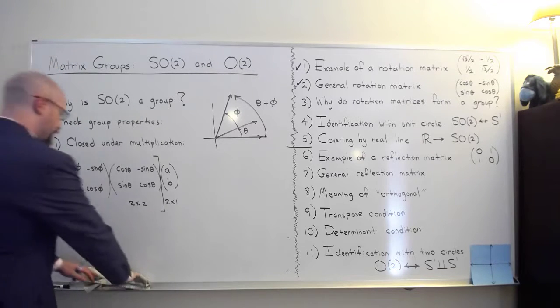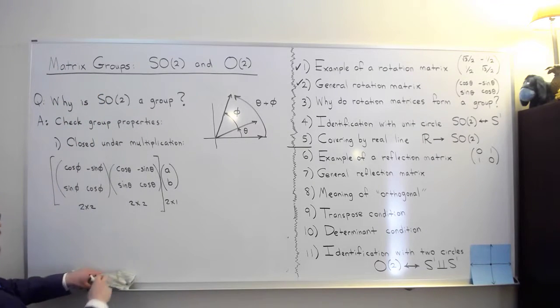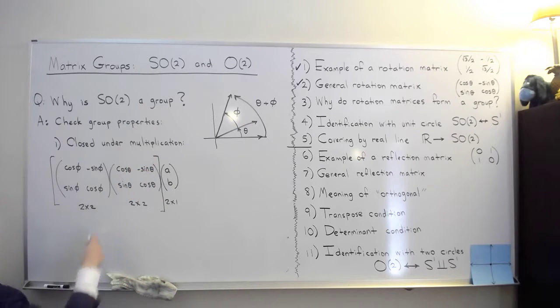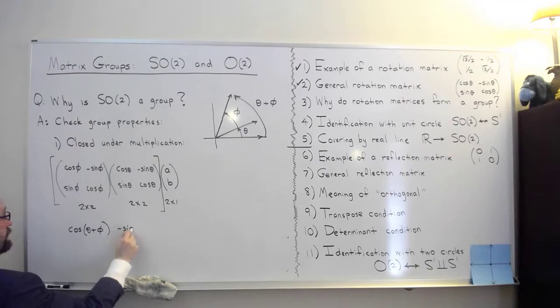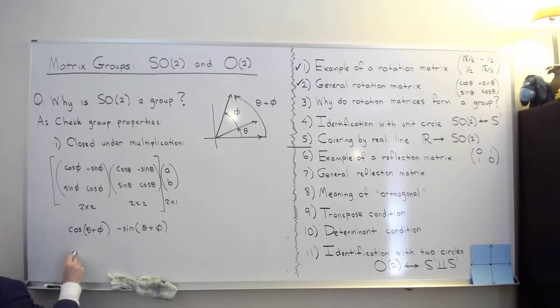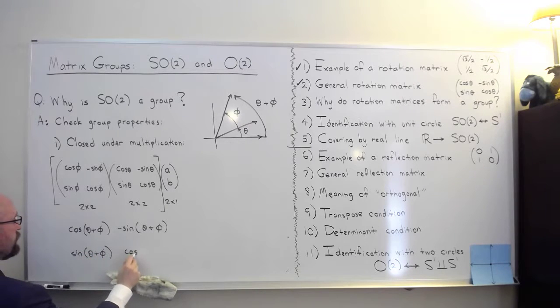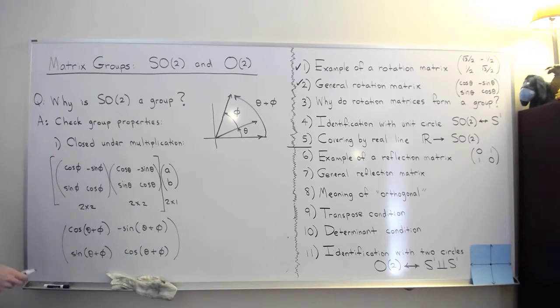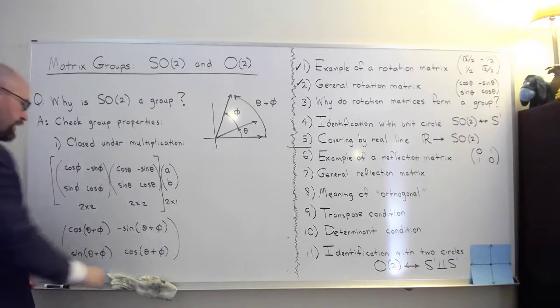And what would that correct rotation matrix be? Well, if that geometric thing is correct, it had better be the matrix cosine theta plus phi, minus sine theta plus phi, sine theta plus phi, cosine theta plus phi. That's what it has to be. But is that what it really comes out to be?